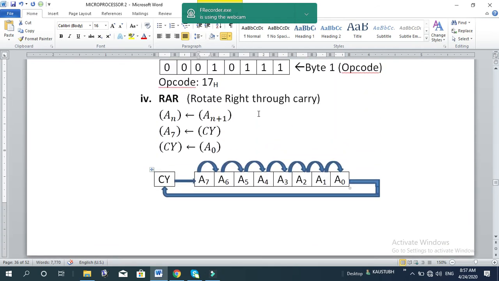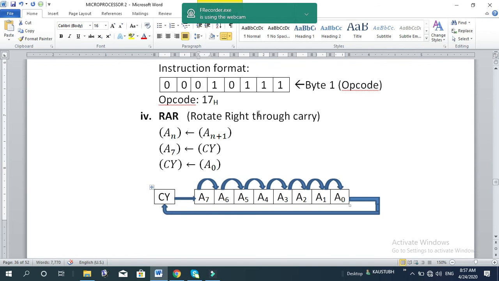Okay. Next, the 4th category of the logical instruction is known as miscellaneous logical instructions. In these miscellaneous logical instructions, there are particularly 3 instructions. One is for complementing the content of accumulator, another one is for complementing the carry flag, and another one is for setting the carry flag to 1. So the first one is CMA. This is complementing, or logically NOT.